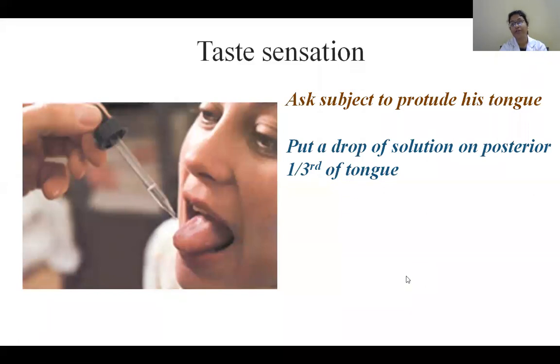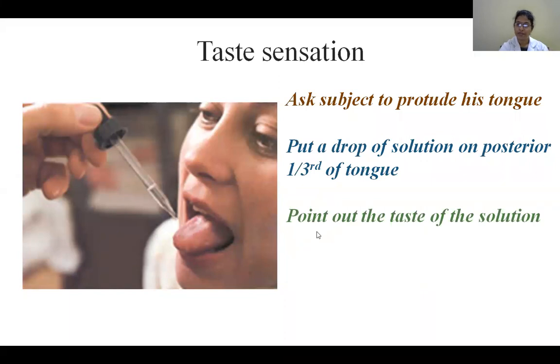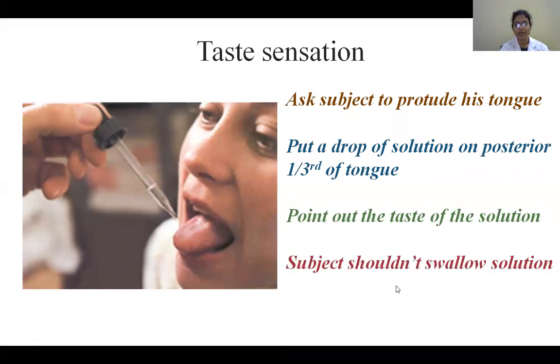Remember, anterior 2/3 of the tongue sensations are carried by the facial nerve and the posterior 1/3 of the tongue by the glossopharyngeal nerve. So this difference you have to remember whenever you are assessing these two cranial nerves. And then once you put the drop, ask the subject to point out what is the taste of the solution and then ask him to rinse his mouth. He is not supposed to swallow the solution.